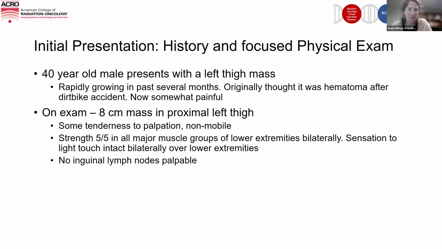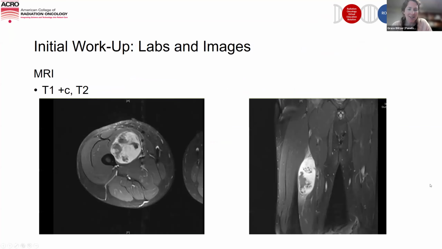Next slide. For sarcomas, of course, he likely would have gotten a CT first, maybe an ultrasound of the mass. But for us, we're going to cut to the best imaging, which is MRI. Here on screen left, you can see a T1 plus contrast MRI showing this heterogeneous mass with areas of necrosis. And on the right, you can see the T2 image with some peritumoral edema. We'll talk a little bit about why that's important in our upcoming slides.